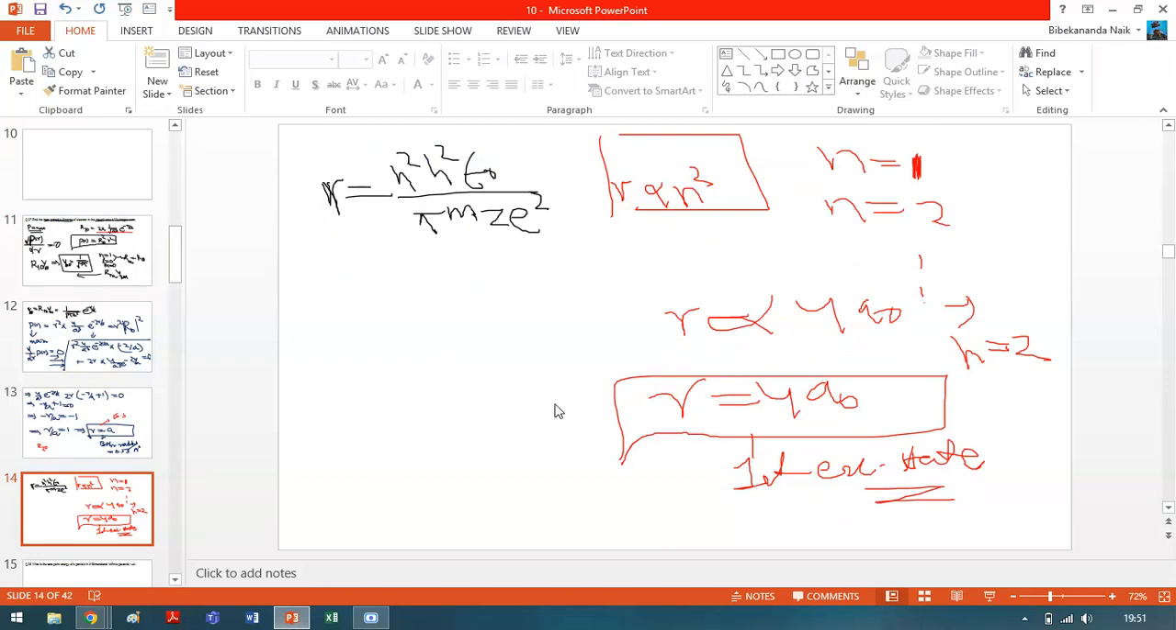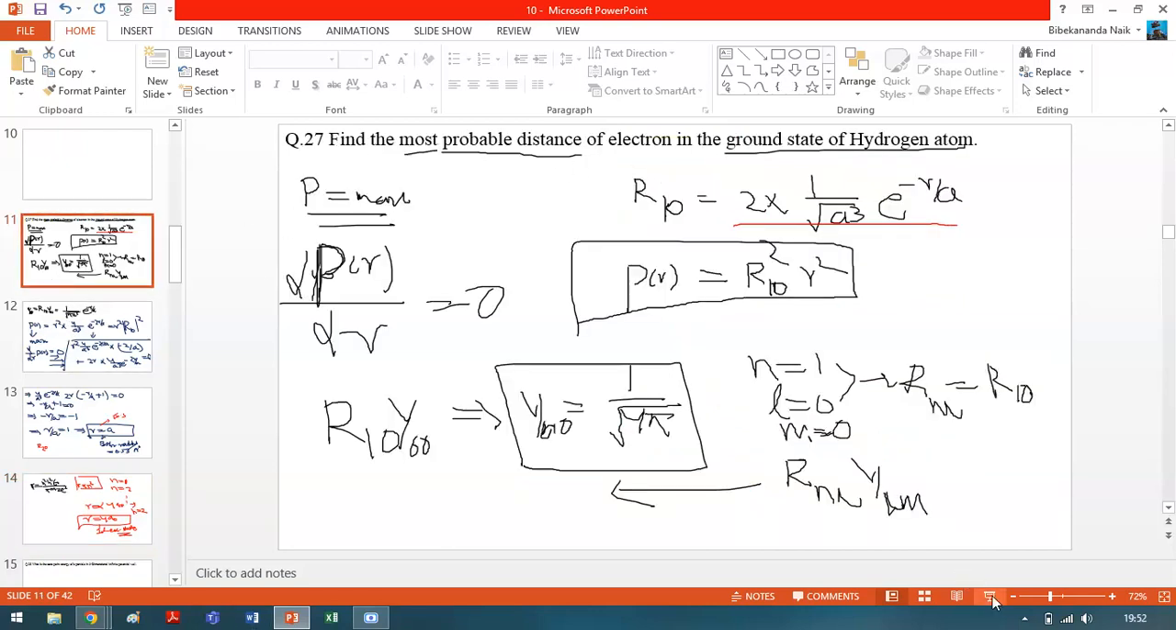So for the ground state it is n equals 1, so it is a0, and for the first excited state n equals 2, that is the second level. So for the second level, r equals 4a0, like that. So this is the way. Let me explain it once again.